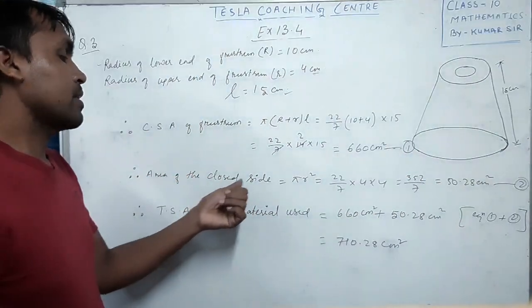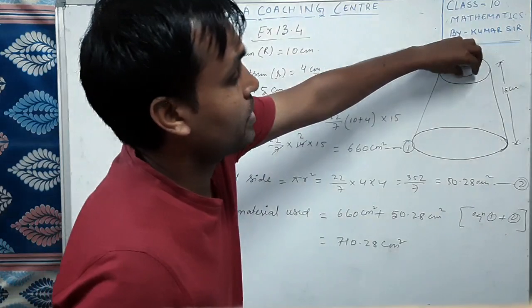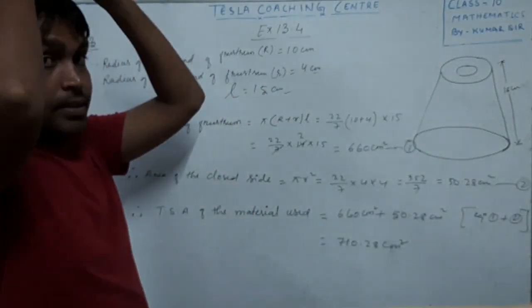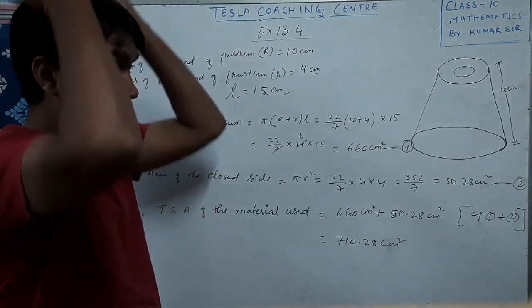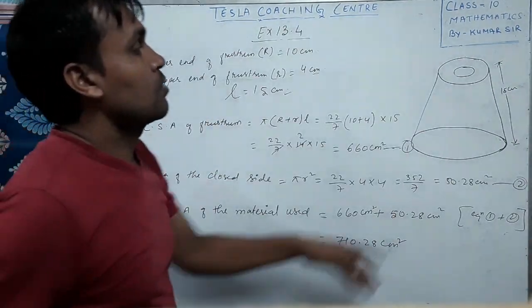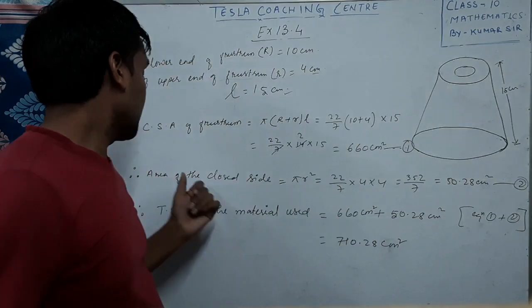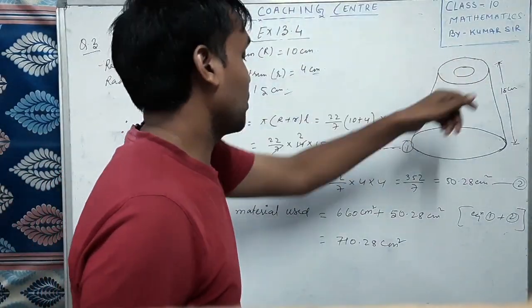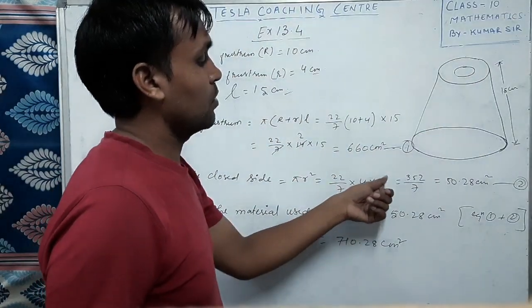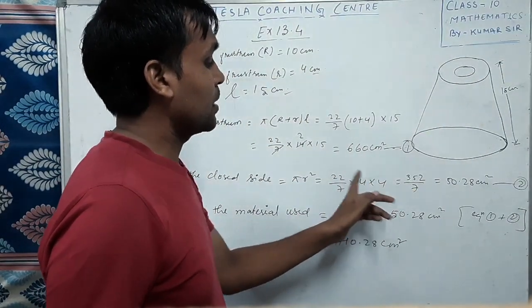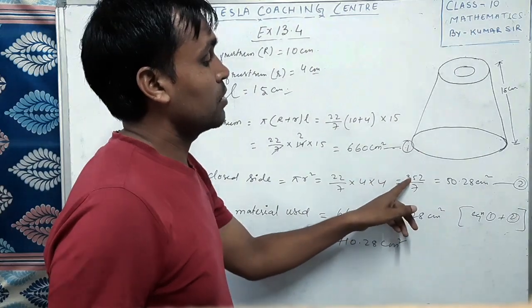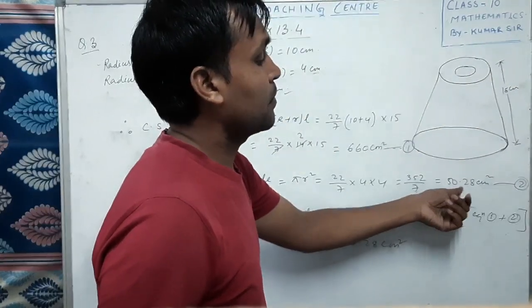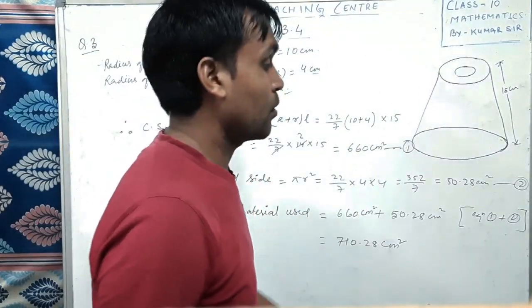Area of the closed side. This is the closed side. Okay. This one's area you have to find out, because the cap is not open on both sides. One end is open and the upper end is closed, right? So this is closed. Okay. So the area of the closed side is equal to pi r square, because it is circular, right? So 22 by 7 into 4 into 4. If you multiply 16 into 22, you will get 352 divided by 7. If you divide it by 7, you will get 50.28 centimeter square.